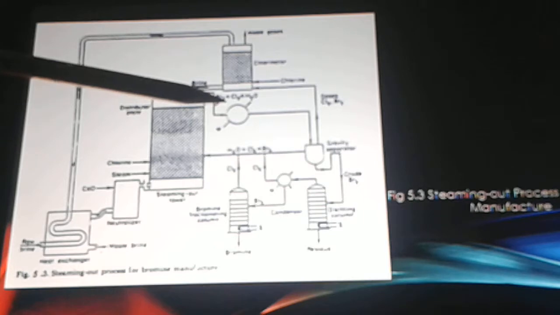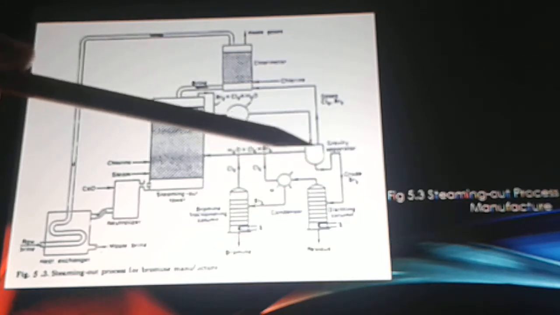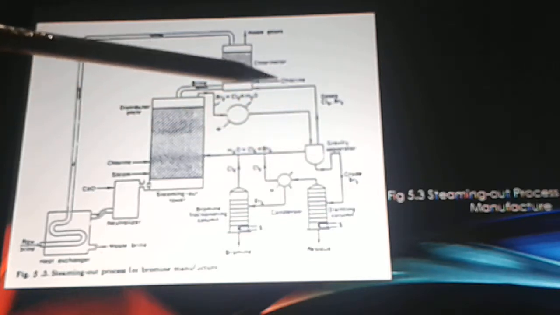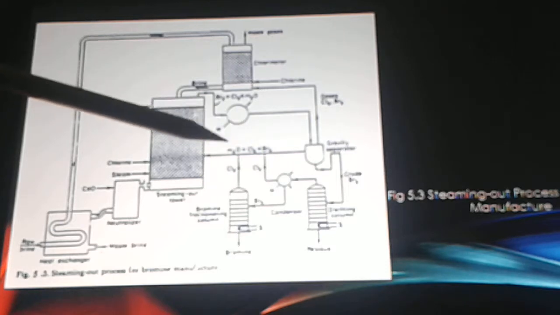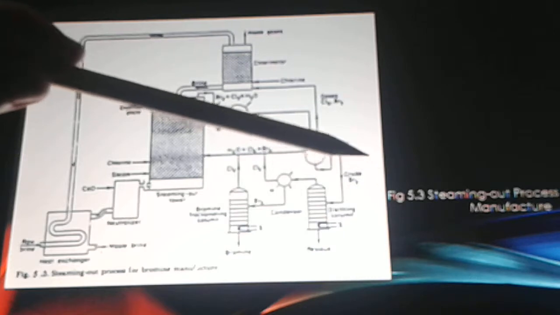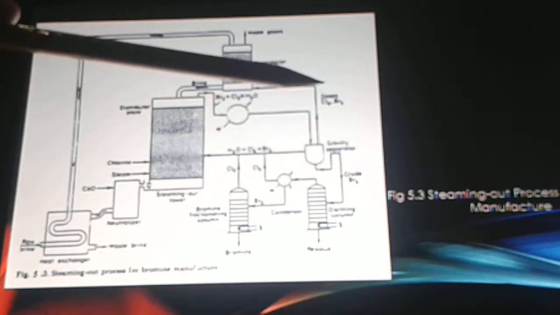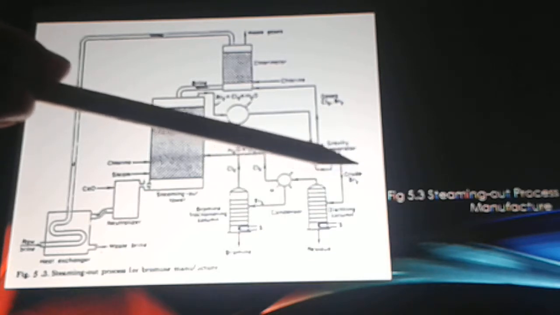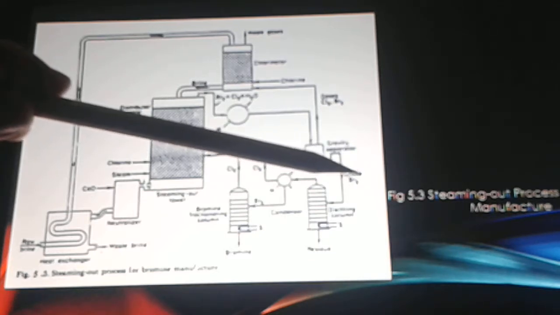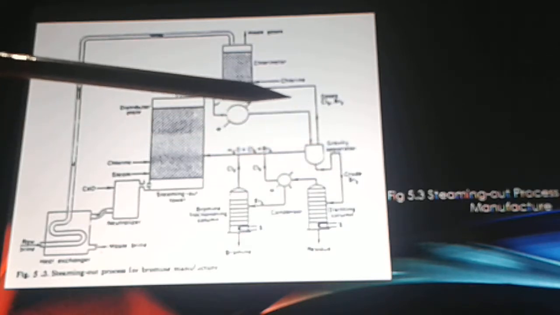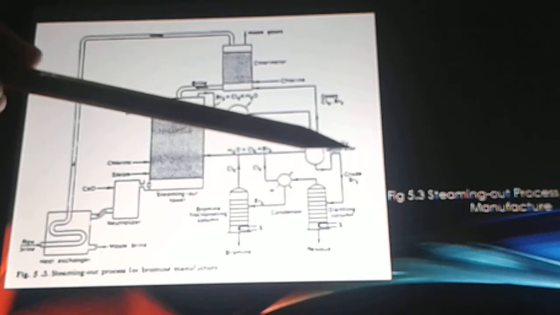The halogen containing vapor is condensed and gravity separated in the gravity separator. And then the top water halogen layer is returned to the steaming out tower. And the crude solution, which predominantly consists of bromine, is separated and purified.